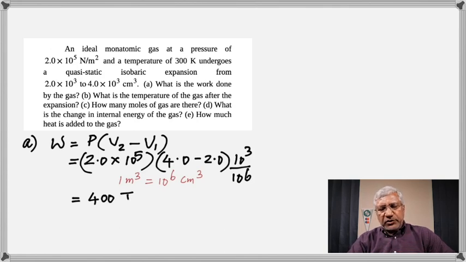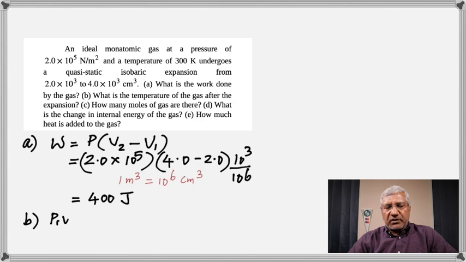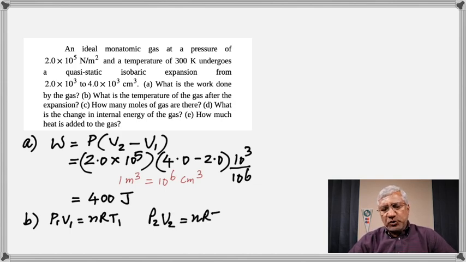And do the math. You get 400 joules. So that's the work done by the gas. All right. Second part, what is the temperature of the gas after the expansion? P1V1 is nRT1 and P2V2 is nRT2.